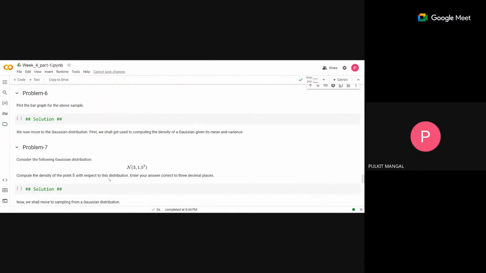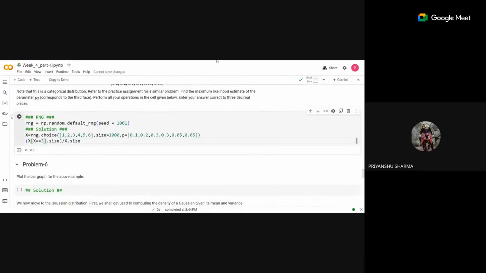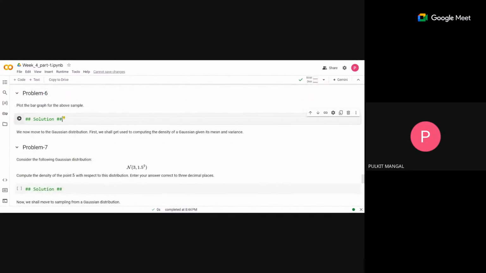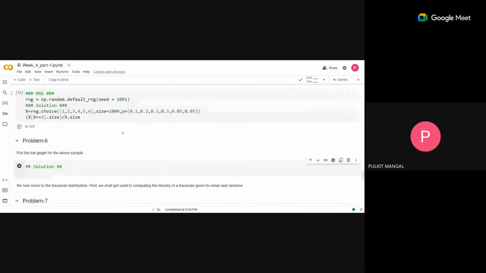Next question, problem 6: plot the bar graph. A student asks to see the earlier code again. Maybe today we will only be able to cover part 1, so we will do part 2 of this programming assignment in the next session. Now what we have to do is plot the bar graph of the above sample.